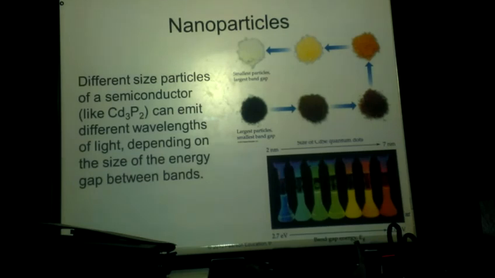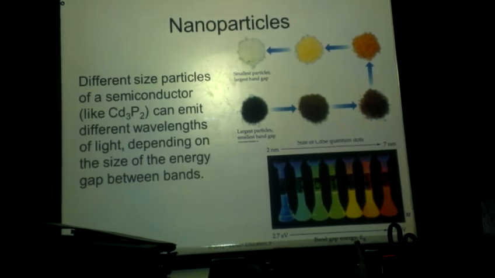Nanoparticles is the very last piece of our chapter 12. Nanoparticles is something that has been huge in at least the last 10 years. Different size particles of semiconductors can emit different wavelengths of light depending on that band gap, depending on energy. And nanoparticles have really made Dalton's four postulates stand out to us a lot more in recent history.